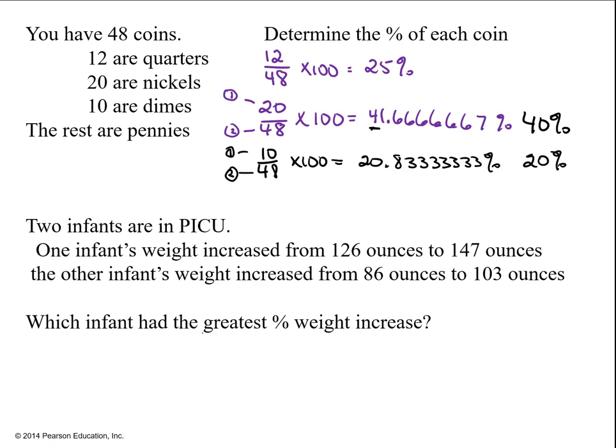And then it says rest are pennies. So how do I figure out how many are pennies? Okay, quarters and nickels and dimes, and then subtract that from 48, the total, right? So this is my total number. So if I took 48 and I subtract 12 and I subtract 20 and I subtract 10, how many are pennies? 6. So 6 out of 48 are pennies.